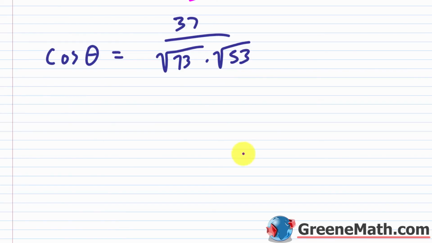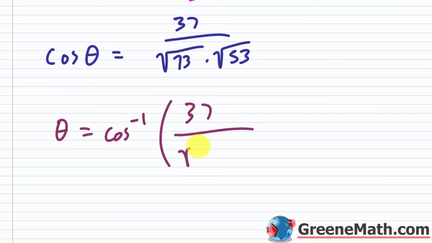Okay, so at this point, all you're going to do is say that theta is equal to the inverse cosine of this guy right here, so 37 over your square root of 73 times your square root of 53. Let's key that into the calculator and just try to be extra careful when you enter this in.